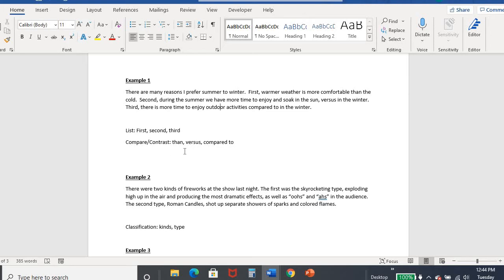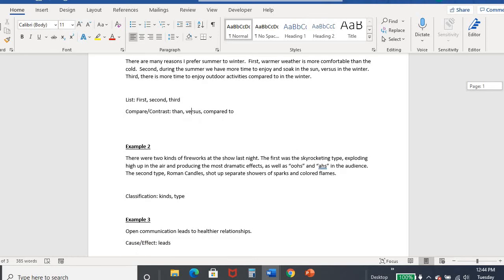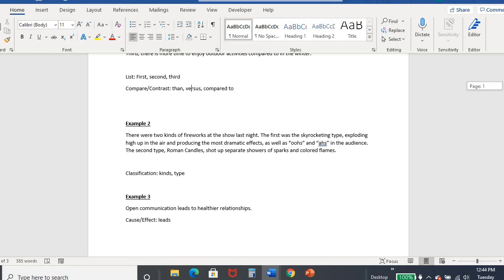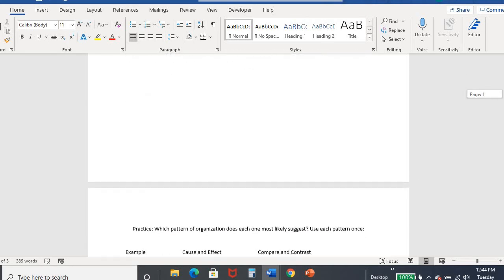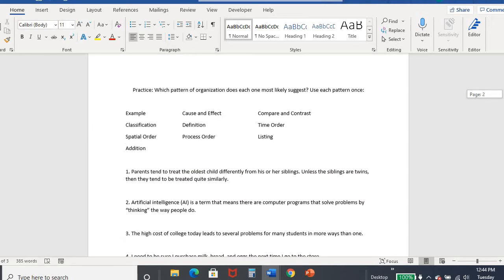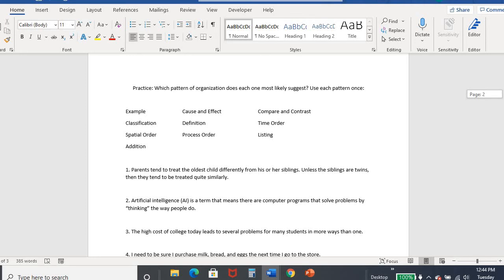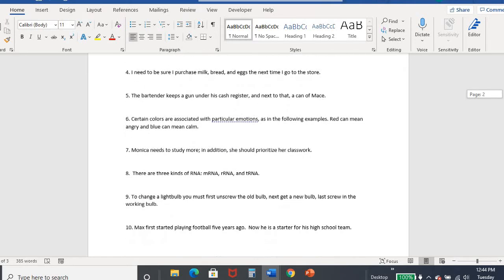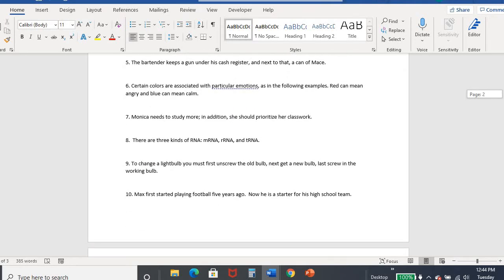And then I'm comparing and contrasting. I know because I use the word than, versus, and the phrase compared to. So I also have an example where they're using classification and an example with cause and effect. So if you want to look at those, they're just kind of showing you how these are used in context. Now your actual homework then, you have a word bank, so to speak. It's a pattern bank. You're going to use each pattern 1 time, and you'll see that there are 10 sentences.